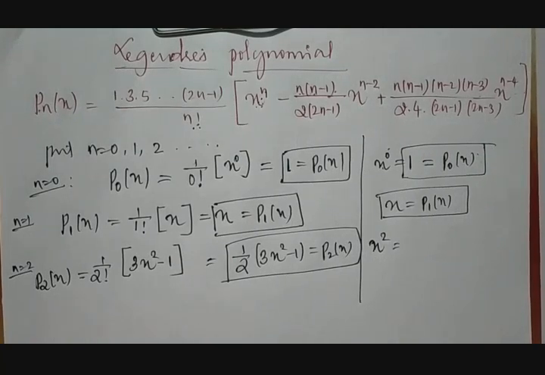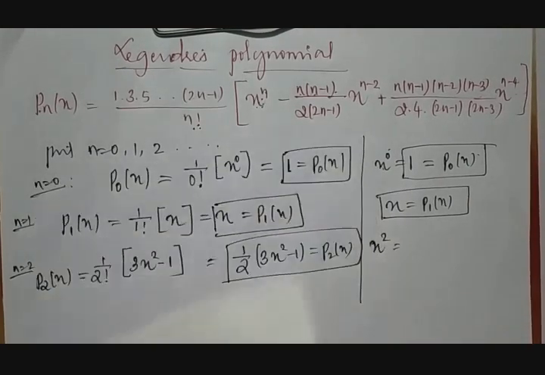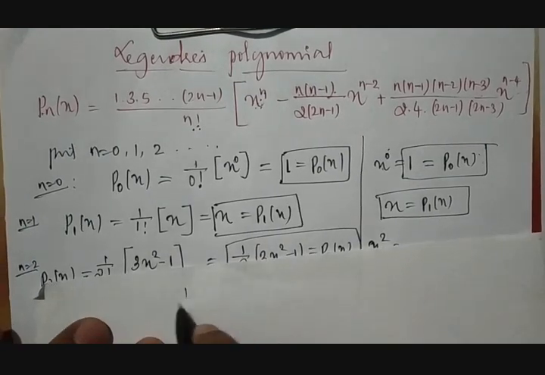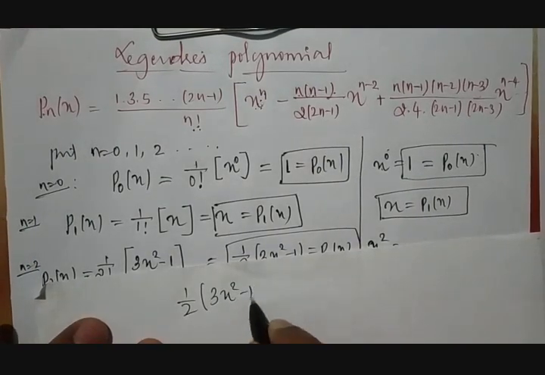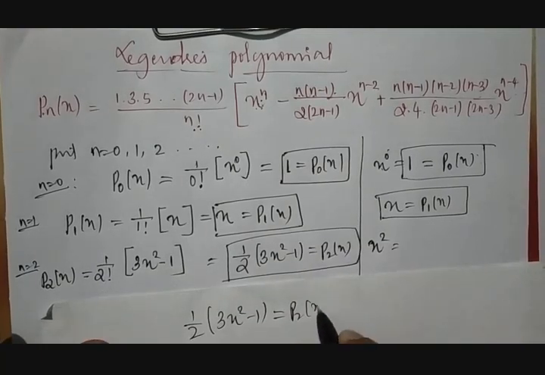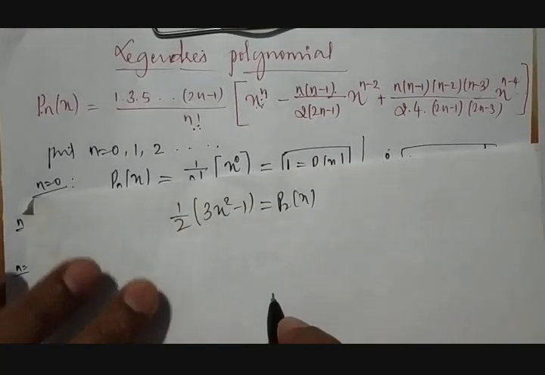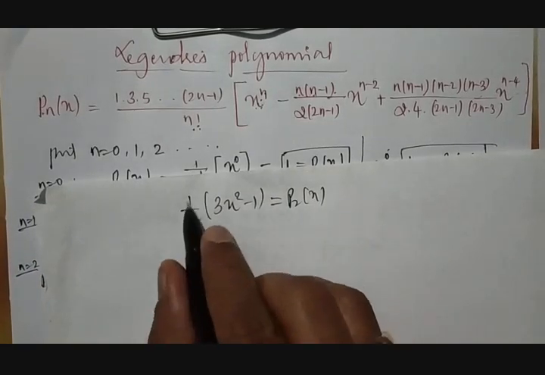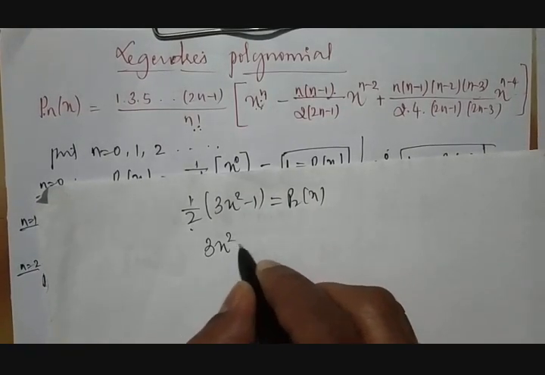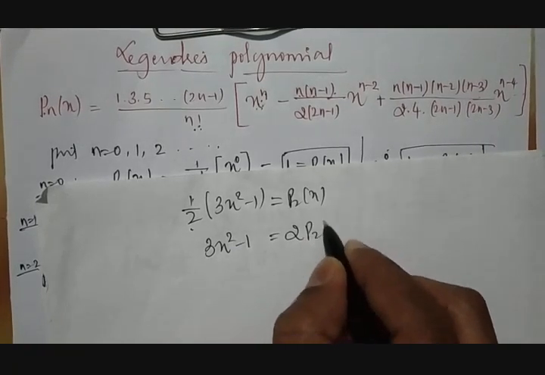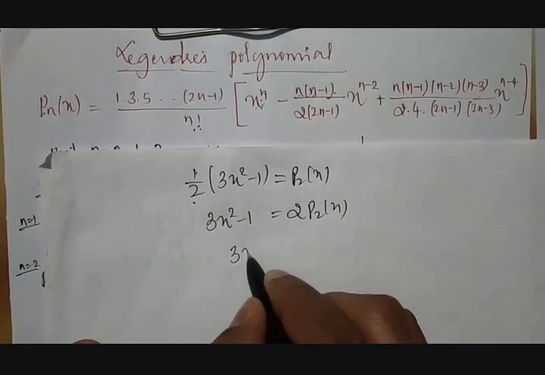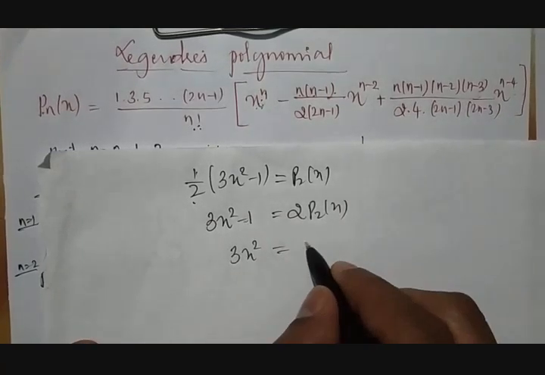So, I'll take it in a rough work. Then we'll proceed with it. We'll substitute this value directly. First, we'll calculate this in a rough work. Let us see what happens. If you take this as rough work, and this equation you can see, this is equal to 1 divided by 2 into 3x square minus 1 is equal to p2 of x. But what do we need? We need x square. So for that what do we do? First we send this 1 by 2 to the other end, then it becomes 3x square minus 1 is equal to 2 times p2 of x. Then 3x square is equal to, this minus 1 goes to the other end.